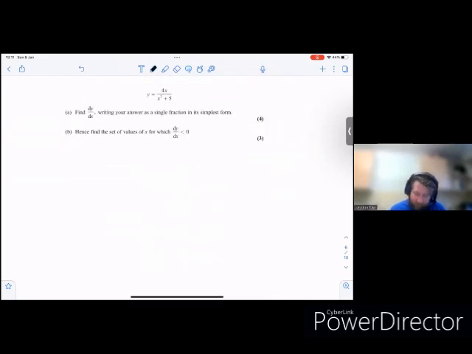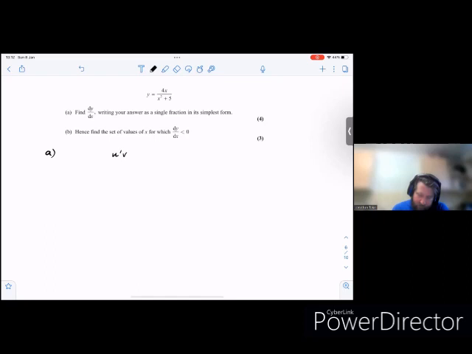Find dy by dx, write your answer as a single fraction. So what they're sort of instructing you to do there is to use the quotient rule. If you treated this as a product, you get two terms, which they're not wanting you to do. They want you to use the quotient rule. So if you do use the product rule for some reason, you're going to then have to add your two terms together to make them into a single fraction. So we're going to use the quotient rule.